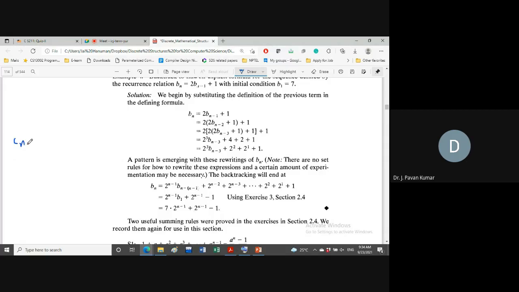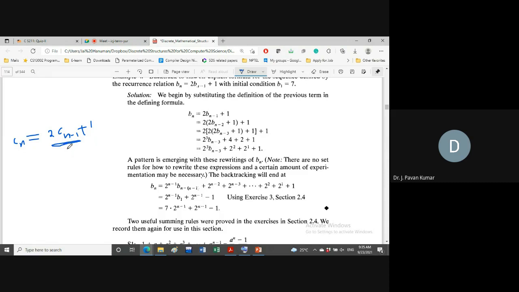Like Cn is equal to 2 into Cn minus 1 plus 1. Cn minus 1 represents how many moves we require to transfer n minus 1 disks from one tower to another tower. Like that, we have analyzed the logic and we have obtained this particular recurrence relation.